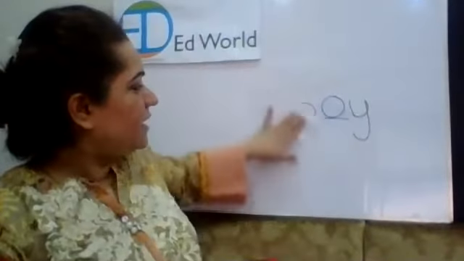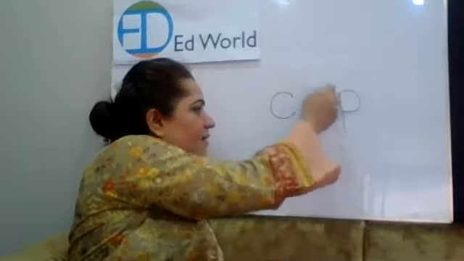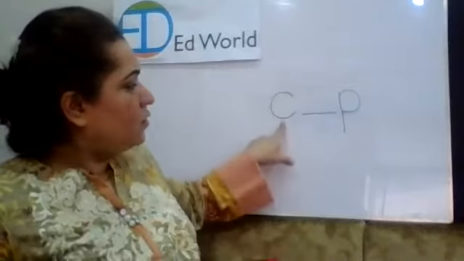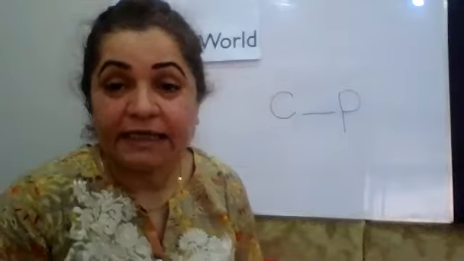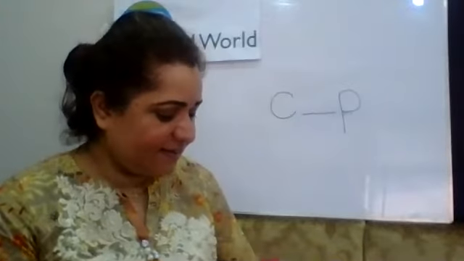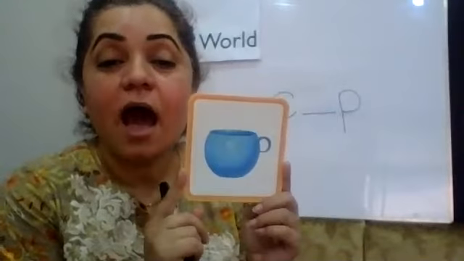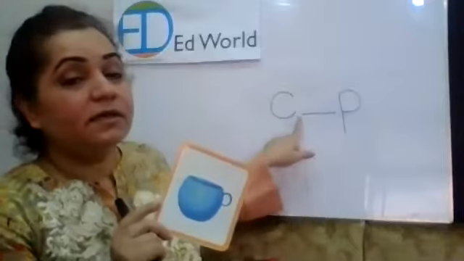Okay, now let's see. I'm going to look at the next picture. Okay, now have a look at this. What is this? Cup. Yes, this is a cup. Okay, now let's write it down. See, this is the consonant, and I'm going to give you a guess that there will come a vowel, as we did before. So there is also a vowel. Cup, cup, cup.